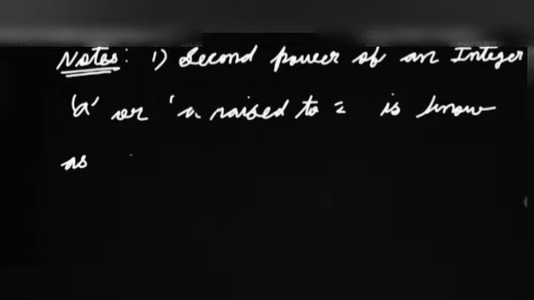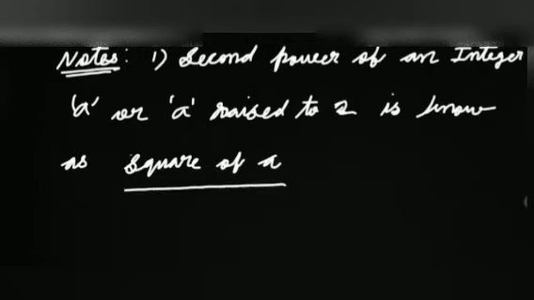a raised to 2 has to be put inside the inverted commas. Okay, a raised to 2 is known as the square of that integer, or square of a, or a squared. Second power of an integer a, or a raised to 2, is known as square of a or a squared.